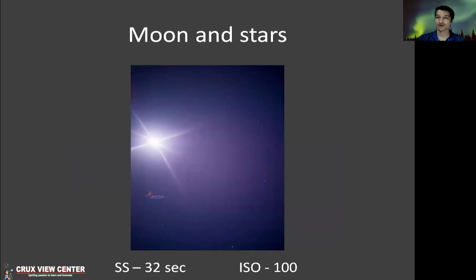Again, I have shown you this photograph where we saw the Orion constellation. This is Sirius, and here we have the Moon. So this was a 32 seconds exposure. 32 seconds. Okay. And ISO was just 100. Why? Because I wanted my photograph noise free, almost noise free.